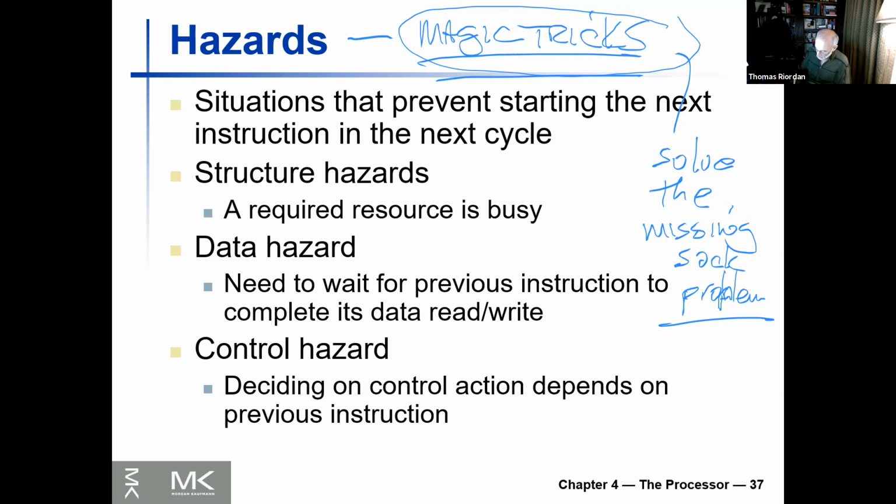And so we're going to talk about 3 different types of hazards, and we'll come back in just a couple minutes. We'll just take a short break here, and come back and start working on this.